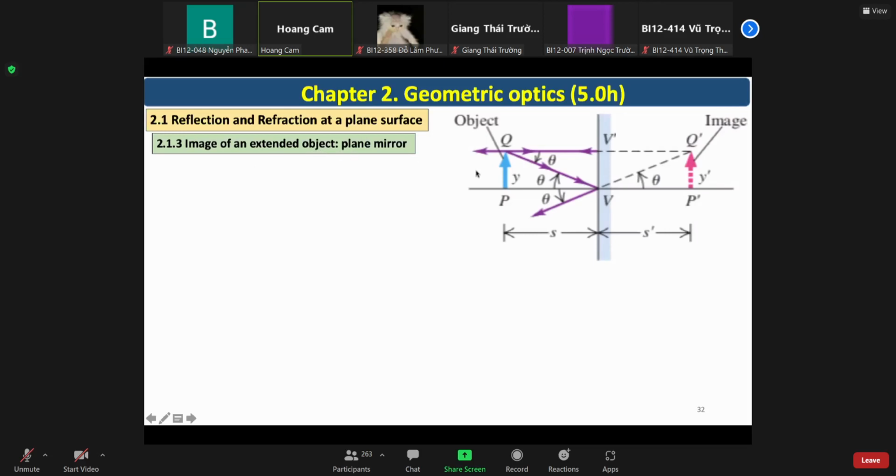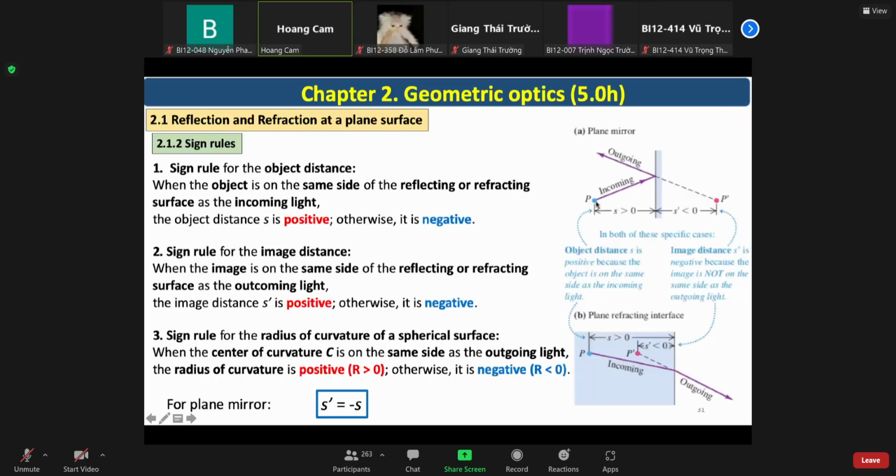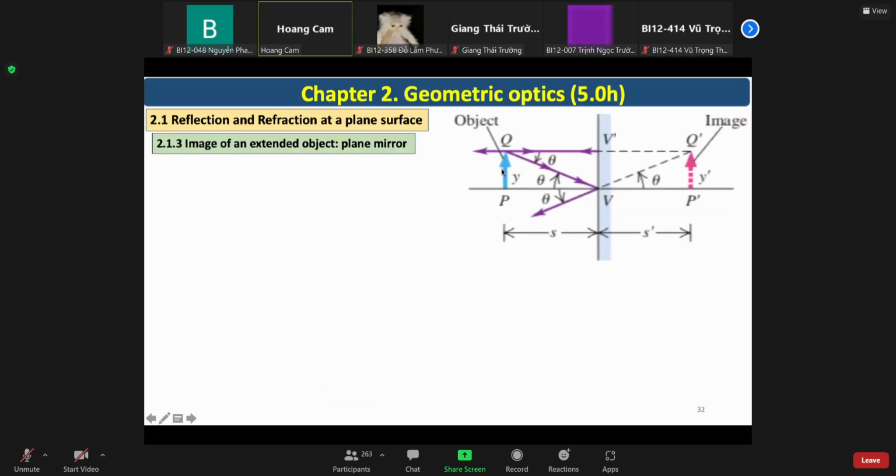Before, we mentioned a point. Now we will draw for the extended object. It's also the same. We just find the image of this point, and then we find the image of this one, and we do the projection, and then you get the image of the object. And because it is an extended object, we have the concept of the height of an object or image. The height of an object or image is the distance from the head to the tail of an arrow.